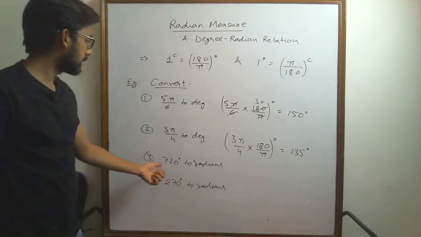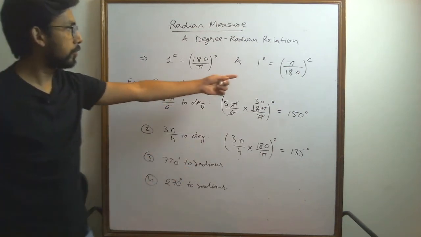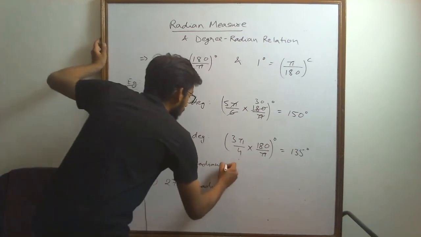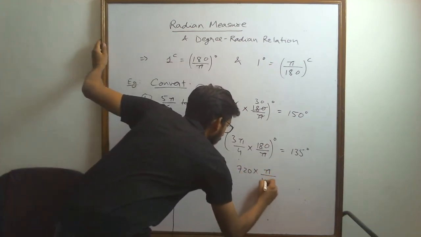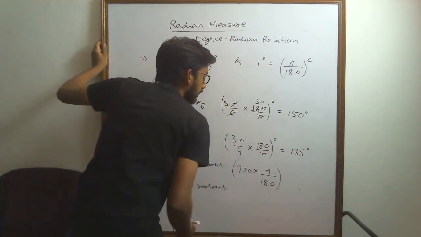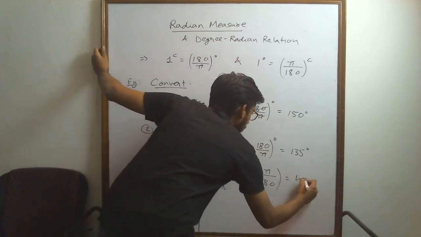Third one, 720 degrees to radians. Now we have to convert degrees to radians. So we will be using this conversion. 720 degrees in radians, we will multiply 720 by pi by 180. Now I am not using the symbol here for radians. This is equal to 4 pi.